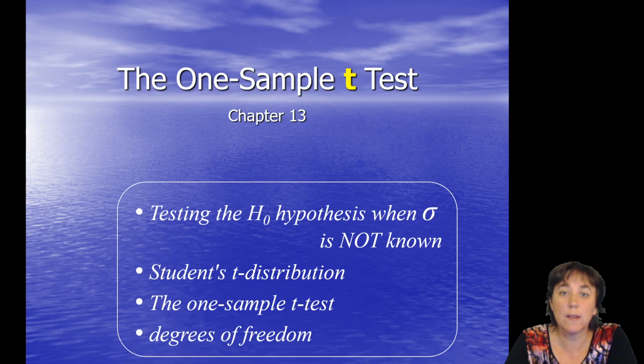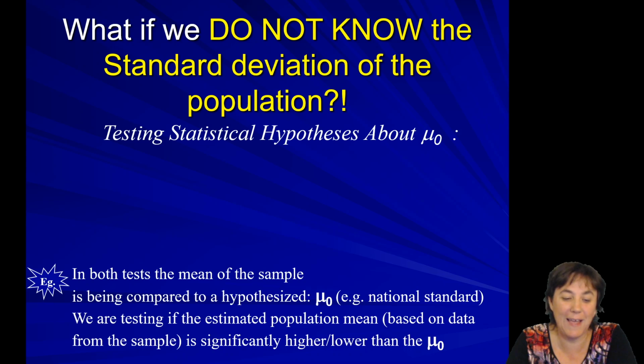Let's turn now to our last topic, the one sample t-test. First point, how is that different from the z-test? Why isn't the z-test enough? Why do we need this t-test? Well, most often we don't know sigma. So that's an obvious point to have a test ready when you don't have sigma at hand. We will touch upon the Student's t-distribution on which this test is based, then talk about the test and the degrees of freedom, which is an important attachment to this kind of test.